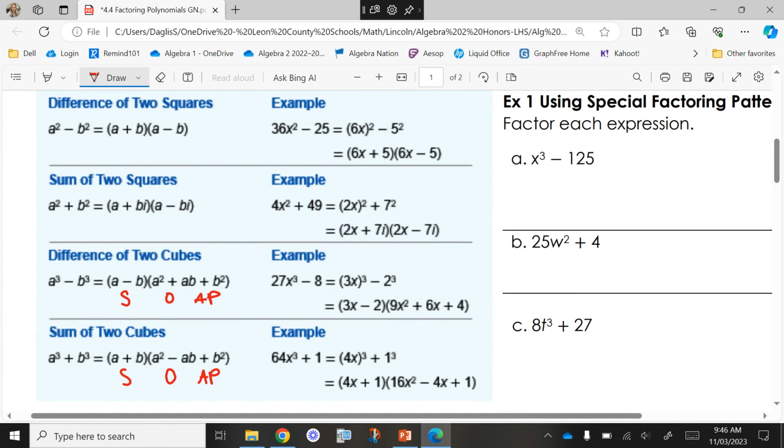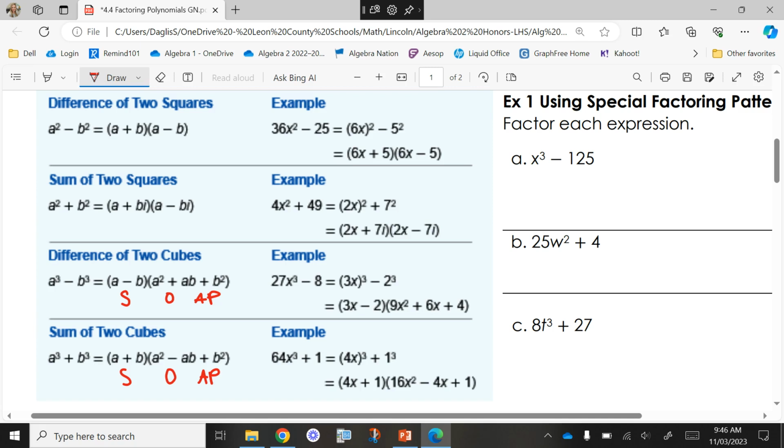I have a cubed minus 125. Which one of my special cases is that? It's a difference, right? We have a minus sign. Are those squares or are those cubes? They are cubes, okay? So in order for me to simplify it, looks like I need to know what a and b is. How do I figure out what is a and what is b?